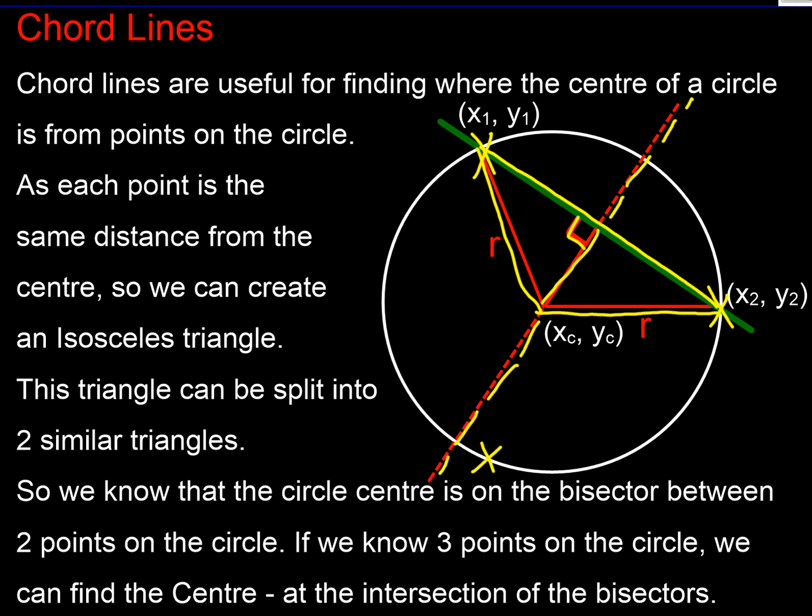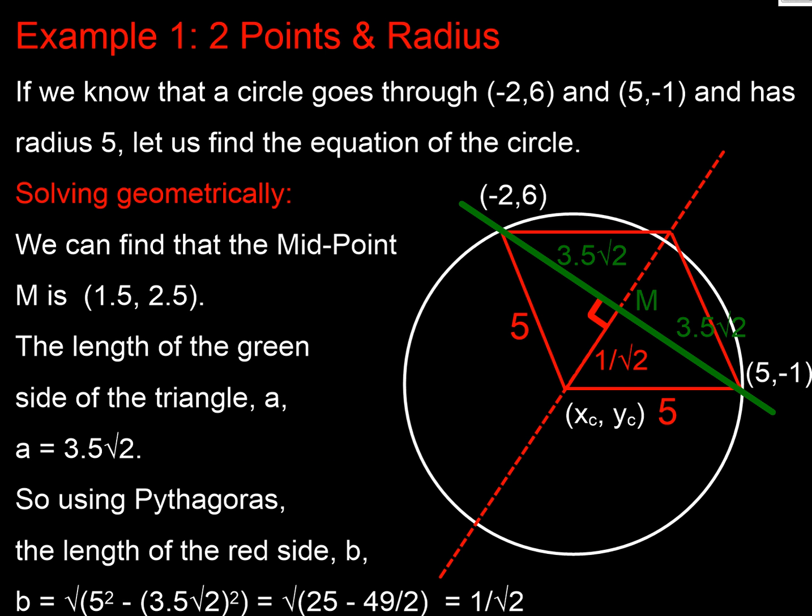So let's have a go at the first one of these. Let's say that we know that this circle goes through the point -2, 6, on the left and top there, and 5, -1 on the right, and we know that the radius is 5. So we can therefore quickly construct the midpoint, because it's going to be halfway between those two, and we can find that that midpoint is going to be at 1.5, 2.5 as its coordinates.